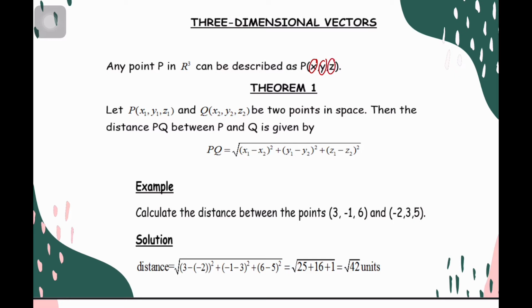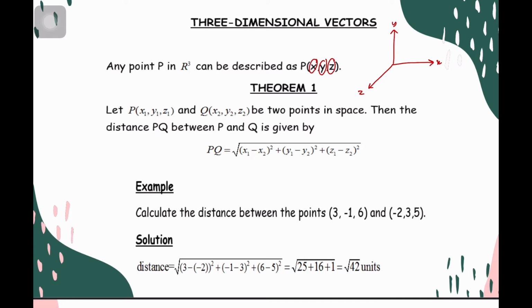Because if we sketch it in a graph, it will involve three axes, which are the x-axis, the y-axis, and one more axis here, which is the z-axis. Therefore, the vector will involve three directions: the direction of x, the direction of y, and the direction of z.